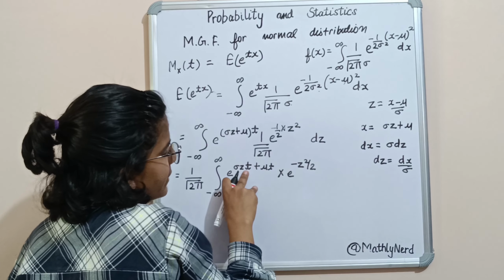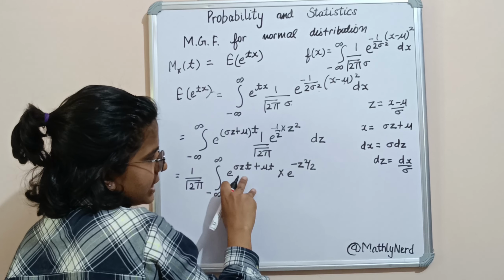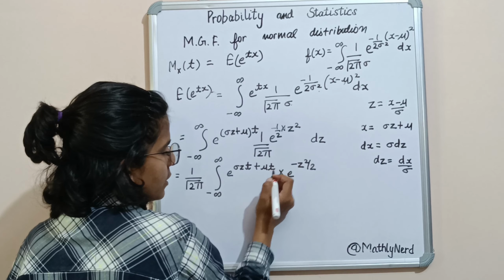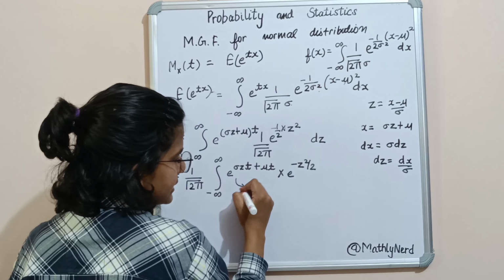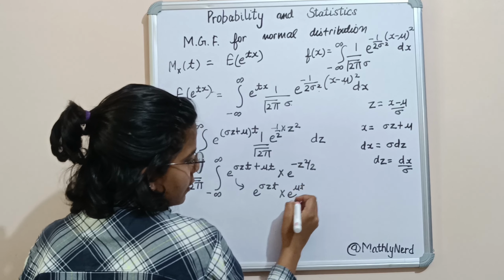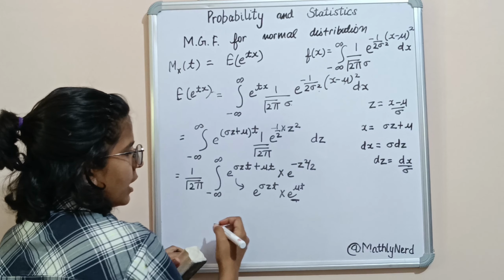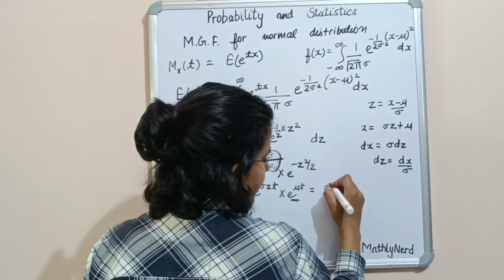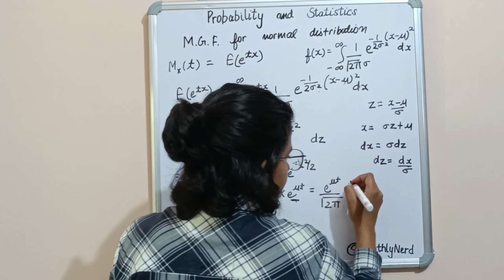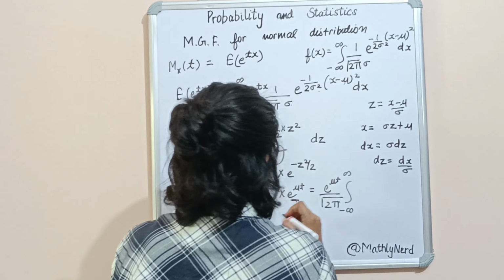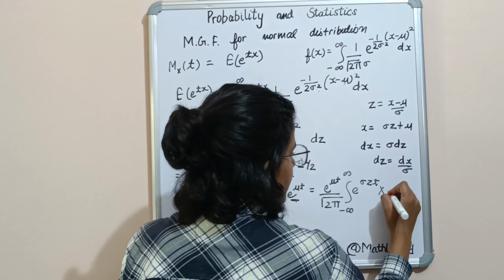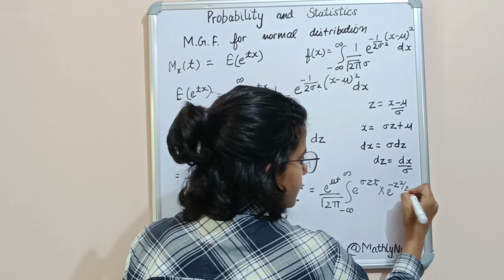Now sigma z t has a variable z, but mu t is a constant, so we can take mu t outside. We can write this as e raised to power sigma z t into e raised to power mu t. We will take e raised to mu t outside, so this will be equal to e raised to mu t divided by under root 2 pi into integration from minus infinity to infinity of e raised to power sigma z t into e raised to minus z square by 2 into dz.